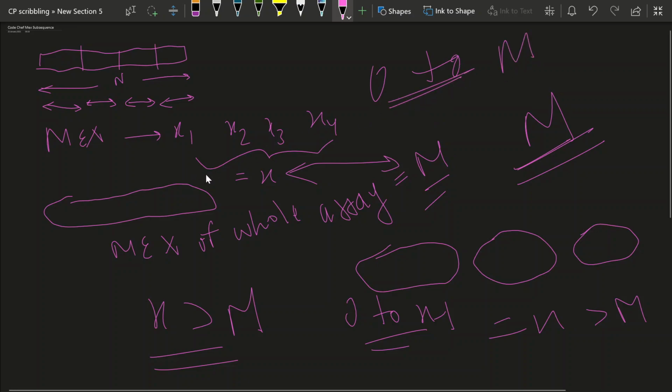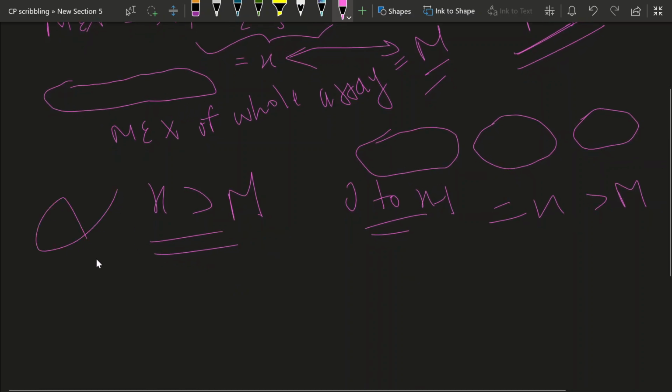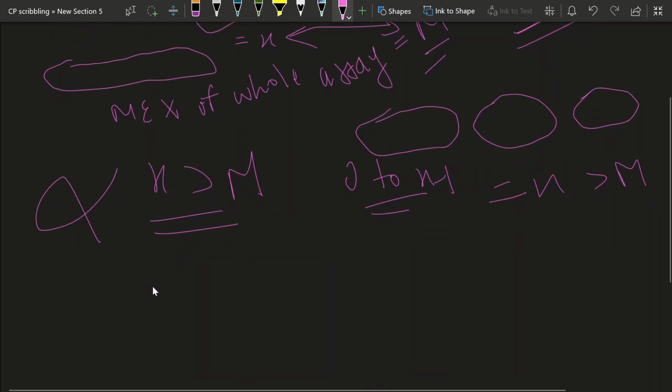But when we found the max of this whole array, we knew that m is the smallest element that is not present in the whole array. So m is not present, and if we want x to be greater than m, we want each of these segments to contain the values from 0 to m. But since m is not present, you definitely cannot construct that. So this case is contradicted. You cannot have x greater than m.